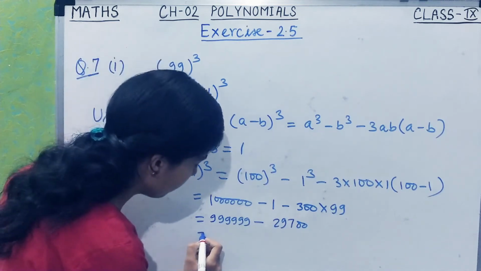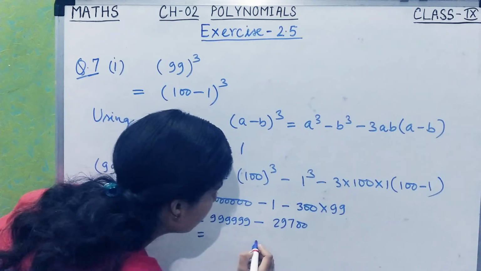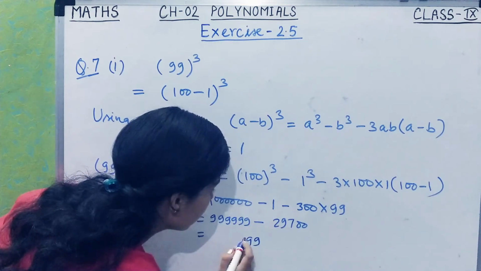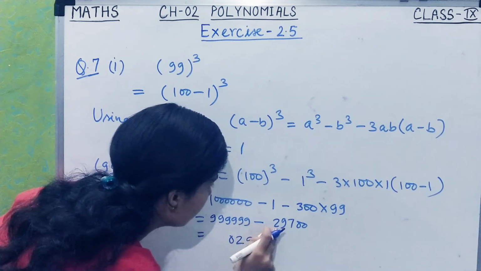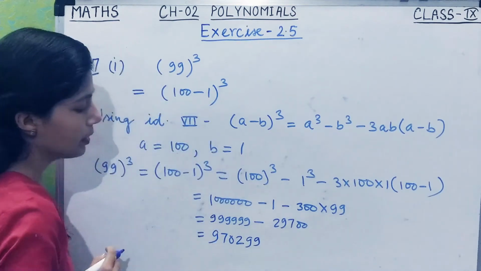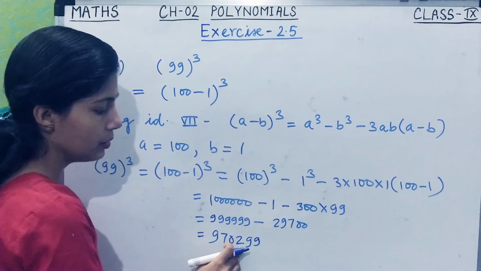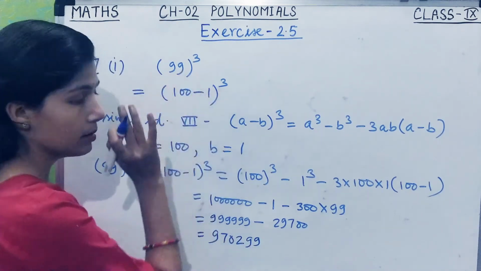Okay, so after subtracting this we will get 9 minus 0 will be 9, 9 minus 0 will be 9, 9 minus this 7 will be 2, and 9 minus this 9 will be 0, and 9 minus this 2 will be 7, and this 9 as it is. Okay, so 9,70,299, this is the answer.